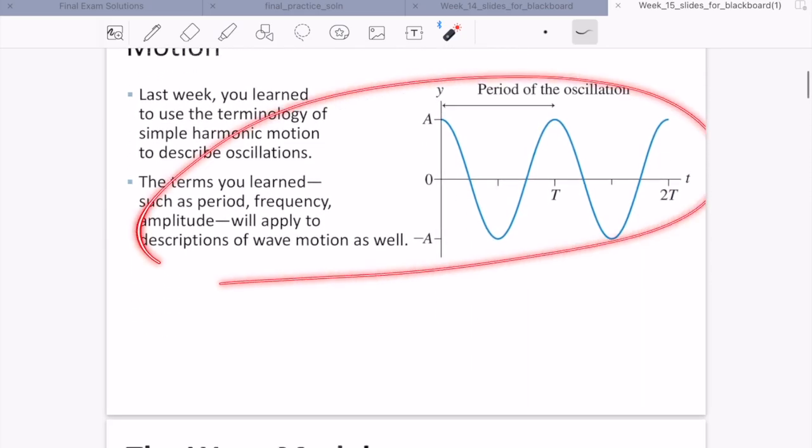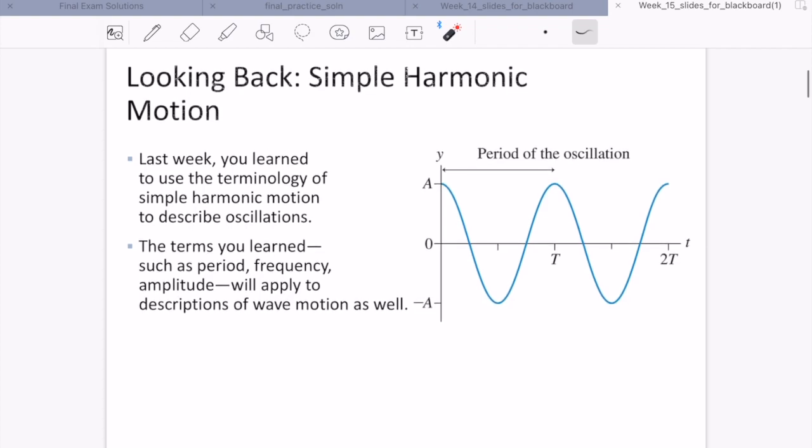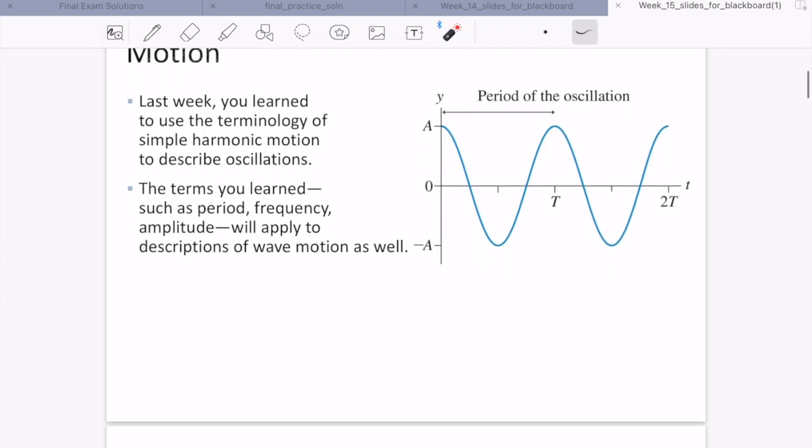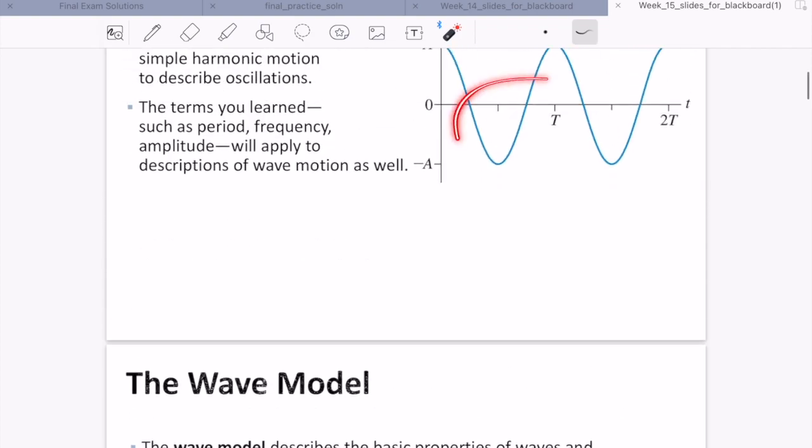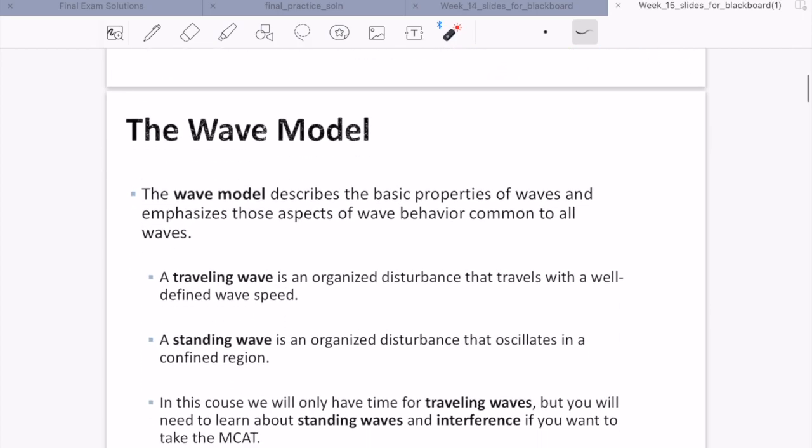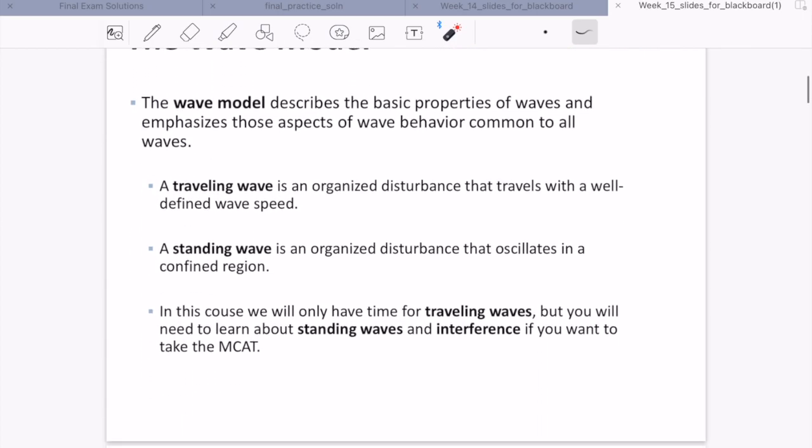This is kind of an overview of what we did for week 14 stuff: period, frequency, amplitude, all those different types of equations, but we won't get into these for this chapter. So there's two kinds of examples of waves here. We have traveling waves, and those are disturbances with a well-defined wave speed, and you have standing waves, and those are disturbances that oscillate in a confined region.